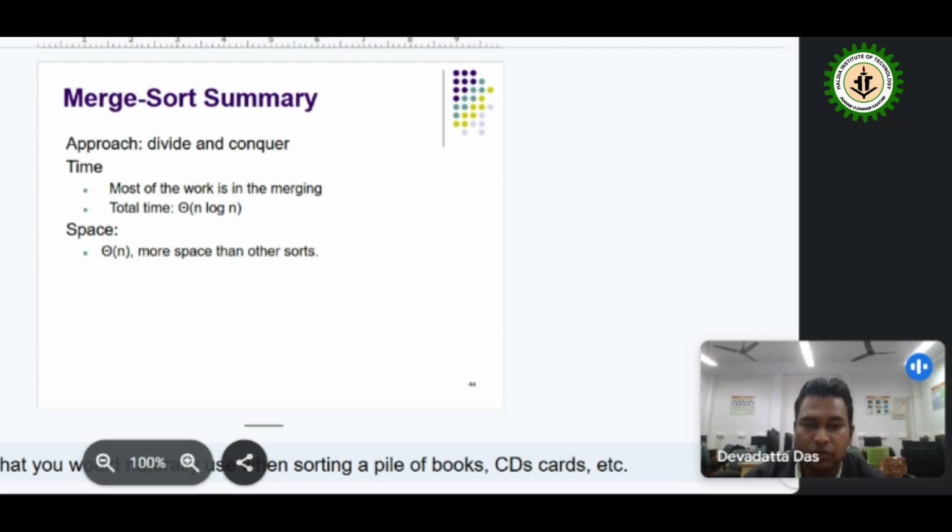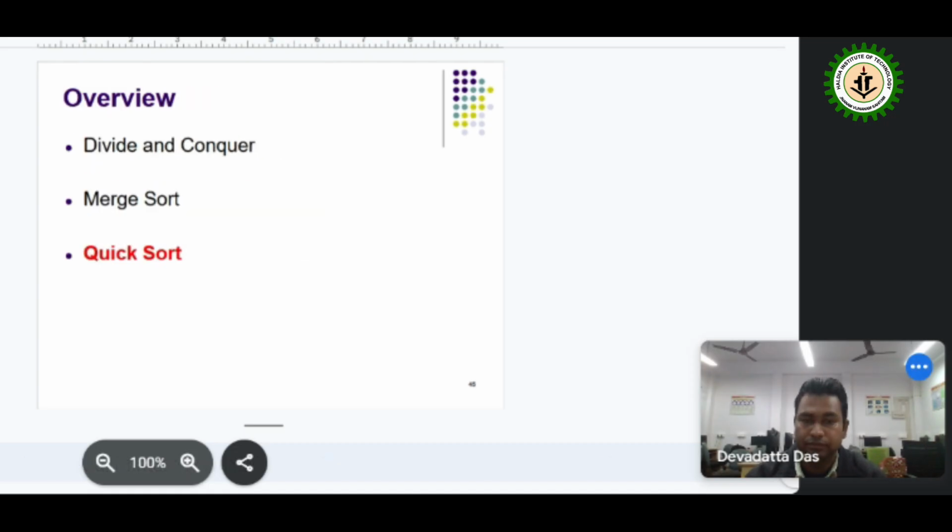So here is the divide and conquer strategy. Most of the work is in the merging, and the total time is big theta of n log n, and the space complexity will be big theta of n. So it uses more space than other sorts.